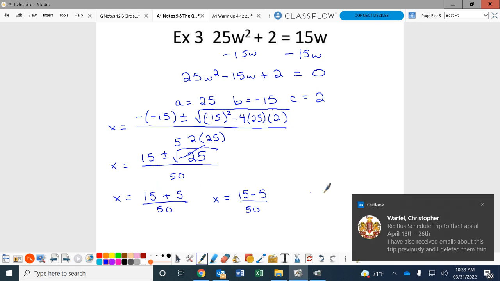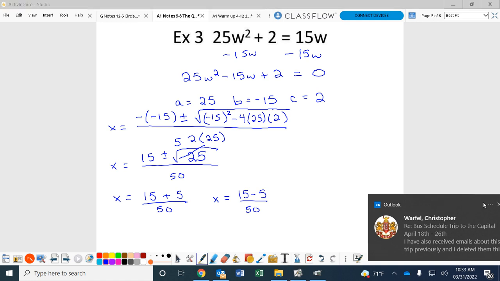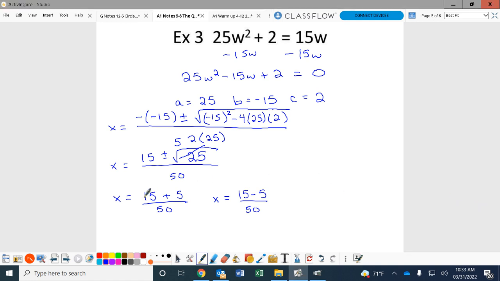So again, 15 plus 5 is going to be 20. And do 20 divided by 50. 20 divided by 50. What's that give you? 0.4. Perfect.